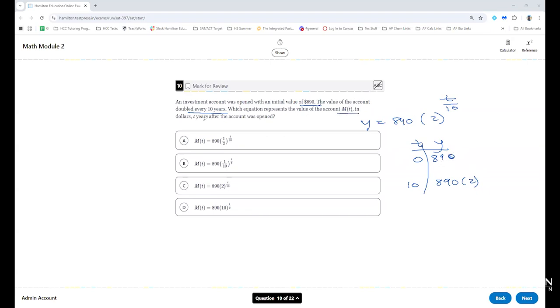All right, which equation represents this? T years after the account was opened. All right, so that's halving it. So we can cross that one off. That is doing 10% of it. That is doubling and has the right exponent.